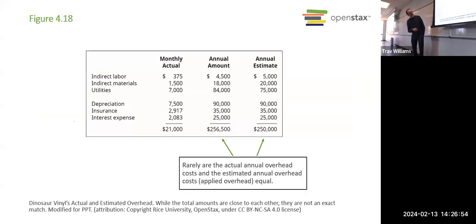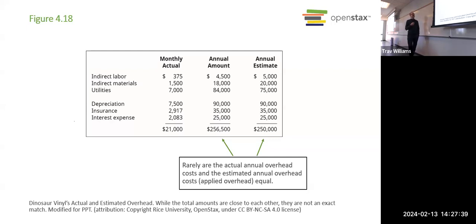Okay, so now this points out that the actual overhead cost is usually going to be different from whatever you thought it was going to be, right? Because it's really hard to estimate precisely to the penny what your overhead costs are going to be. In this case, the company thought they'd have $250,000 of overhead, and they actually had more than that. The actual overhead cost was higher than what they had estimated, so they have under-applied their overhead.